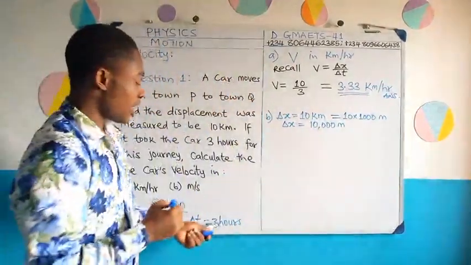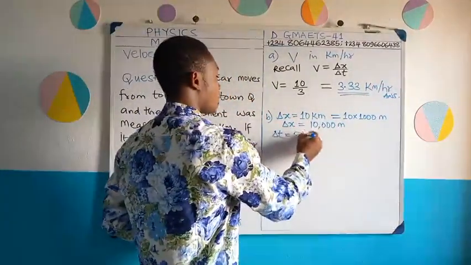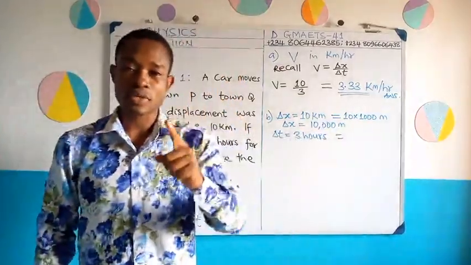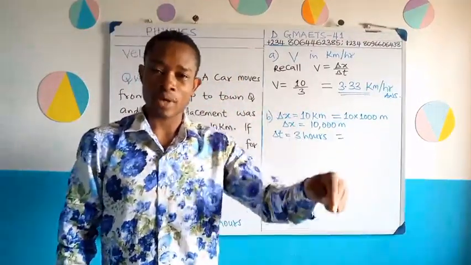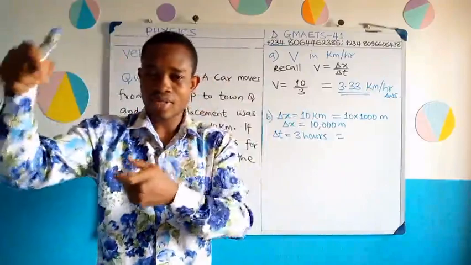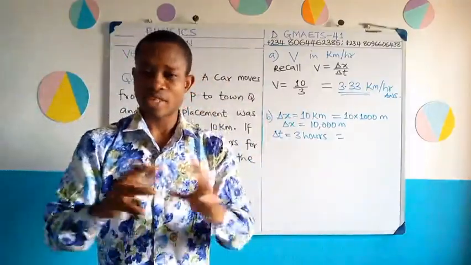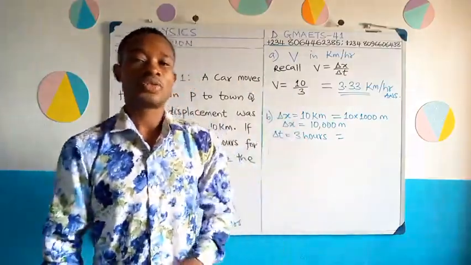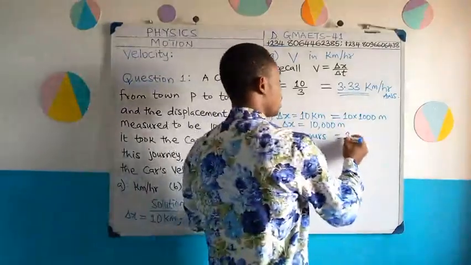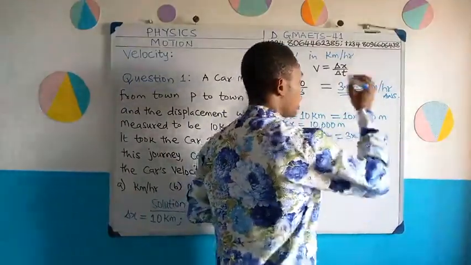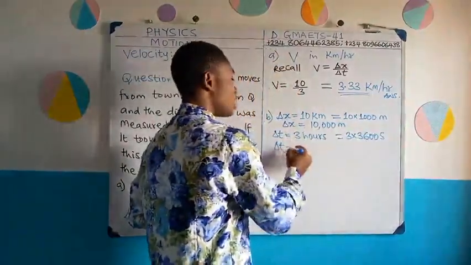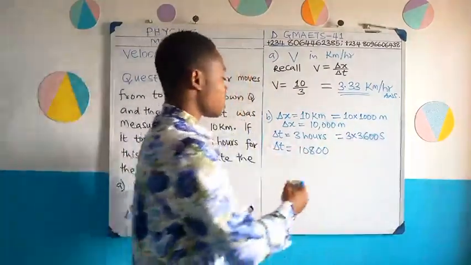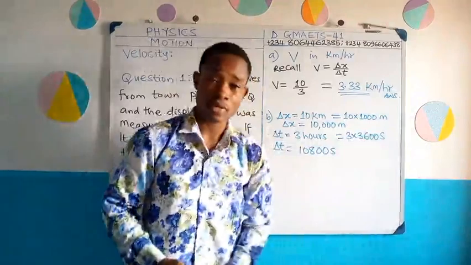Alright, so let us look at the next one. Time is in hours. The change in time is 3 hours, so we're going to convert 3 hours to seconds. Now we know that 60 seconds make 1 minute and 60 minutes make 1 hour. So if you multiply this out, you get 3,600. As a matter of fact, always remember this: 1 hour is equal to 3,600 seconds. So 3 hours will give you what? Simply multiply 3 hours by 3,600 seconds. This is what we're going to get: 10,800 seconds.